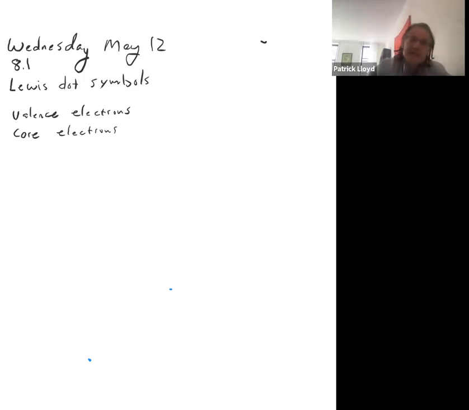So I'm going to start today with chapter 8 and section 8.1, which is Lewis dot symbols. And we can think of Lewis dot symbols as being connected to the idea of valence electrons. So the valence electrons are the outermost electrons in the atom.